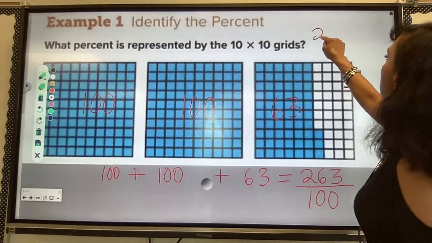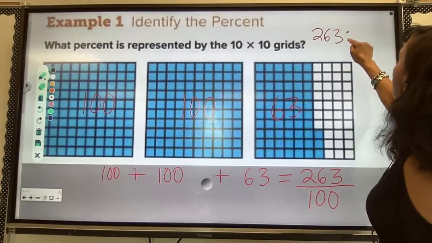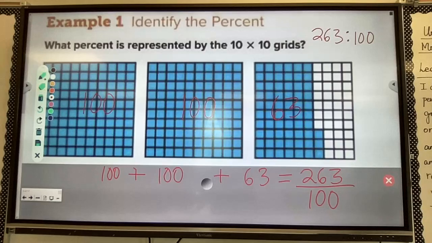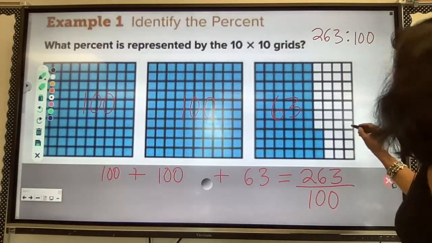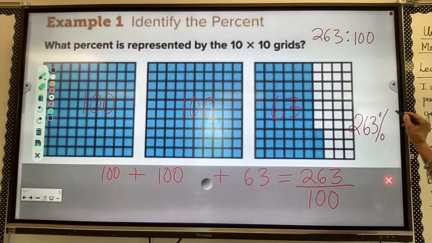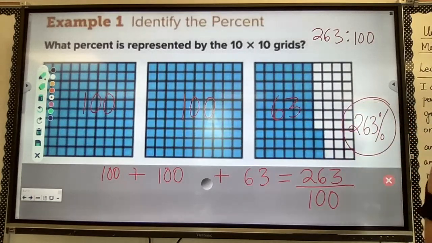We can write it like this also. And therefore, what is my percent? The percent represented by the 10 by 10 grids is 263%. 263% is the answer for this one.